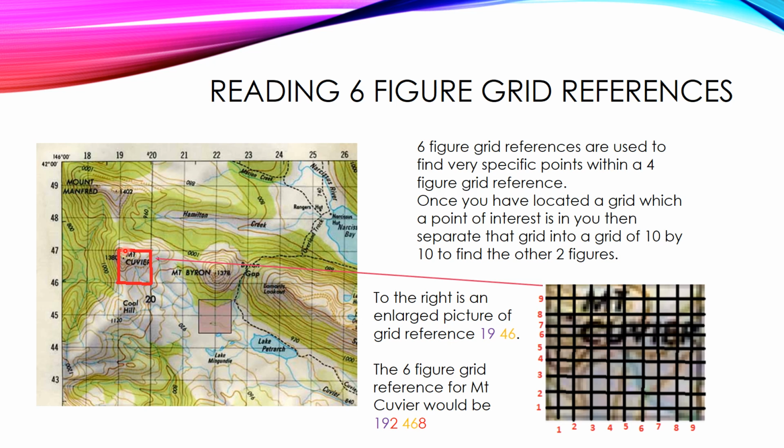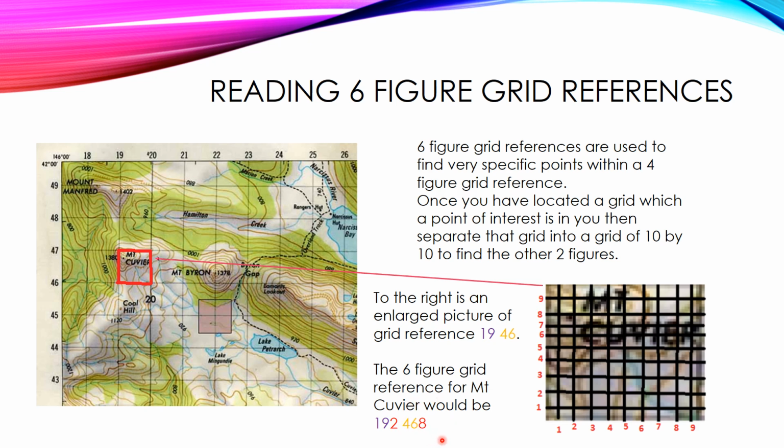So now I need to look at my northing. And my northing starts here. 46, 0, 46, 1, 2, 3, 4, 5, halfway, 6, 7, 8, 9, 47, 0. So when I count it up, I reckon that the peak of Mount Cuvier is 46, 8. 46, 0, 1, 2, 3, 4, 5, 6, 7, 8. Right there. So my northing becomes 46, 8.